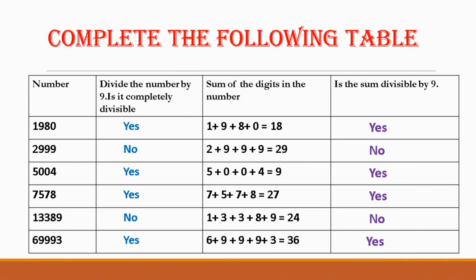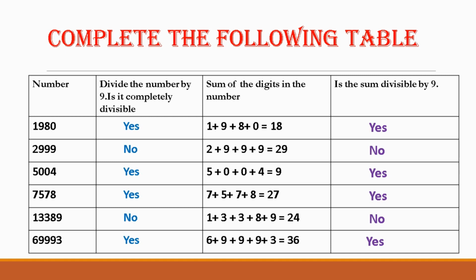Let us solve the next example. Complete the following table for the divisibility test by 9. You can see here the number 1980 has been given in the table. We have to divide the number by 9. Is it completely divisible by 9 or not? That we have to find first. Then we have to find the sum of the digits in the number. And lastly, we have to find whether the sum is divisible by 9 or not.